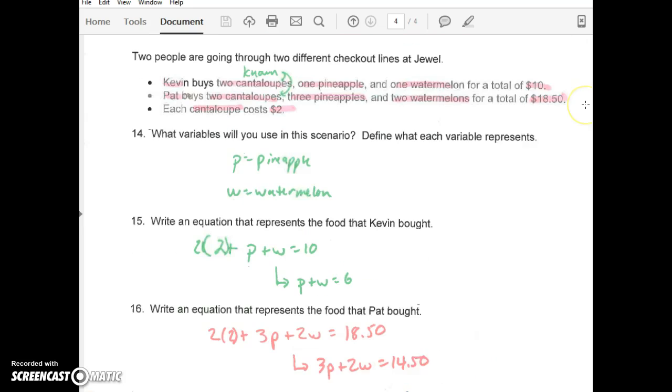And our last question here is about buying some fruit at a store, a Jewel. Kevin buys 2 cantaloupes, 1 pineapple, 1 watermelon. The total is $10 for all those things. Pat buys 2 cantaloupes, 3 pineapples, and 2 watermelons for $18.50. And we know that a cantaloupe is going to cost $2. So we're not going to use that as a variable because we already know it. So we're going to use P for pineapple, the cost of a pineapple, and W for the cost of a watermelon.